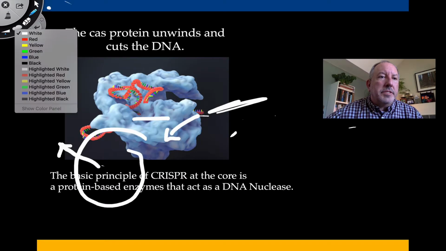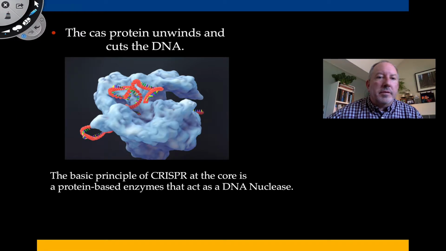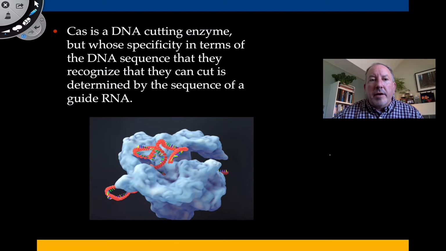So the Cas protein unwinds and cuts DNA. The basic principle of CRISPR, at its very core, is that it's a protein-based enzyme called Cas9, an endonuclease that cuts the DNA of viruses that are trying to infect bacteria. How can they do that? Well, the Cas is a DNA cutting enzyme, but its specificity in terms of the DNA sequence is recognized by a sequence called guide RNA.